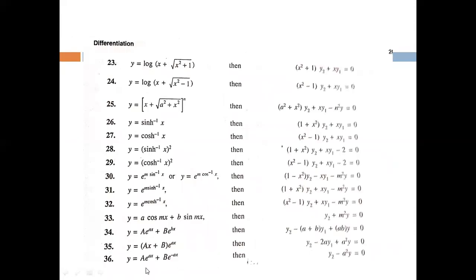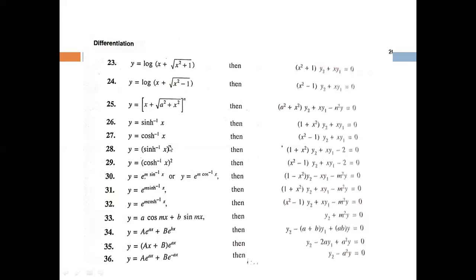23. If y is equal to log of x plus root of x square plus 1, then x square plus 1 into y2 plus xy1 is equal to 0. If y is equal to log of x plus root of x square minus 1, then x square minus 1 into y2 plus xy1 is equal to 0. If y is equal to x plus root of a square plus x square whole to the power n, then a square plus x square into y2 plus xy1 minus n square y is equal to 0.